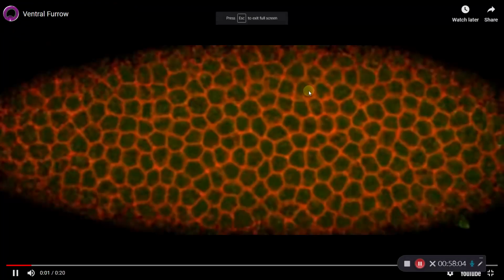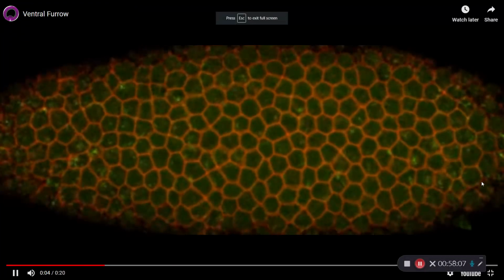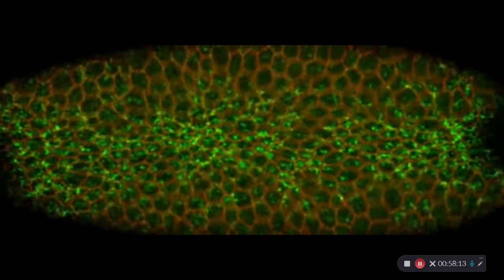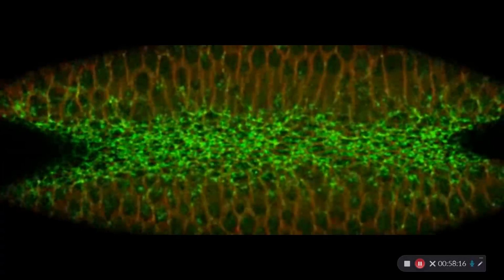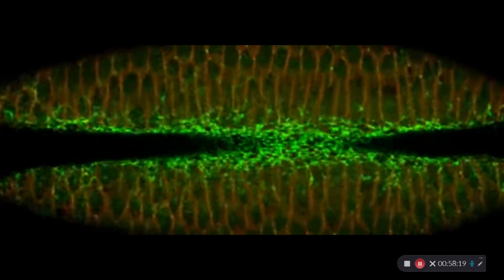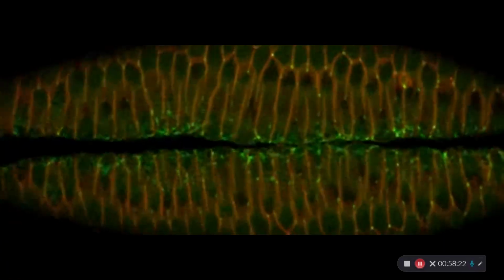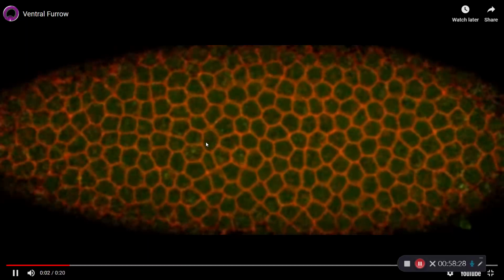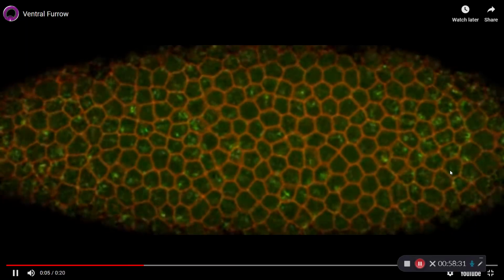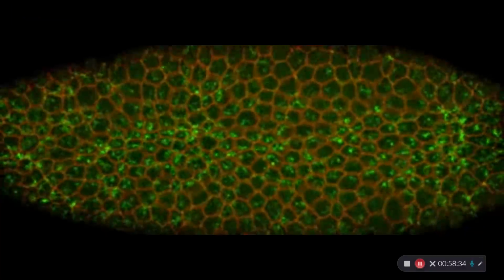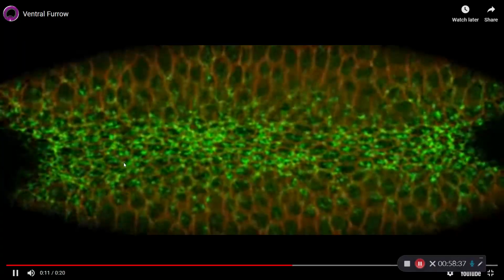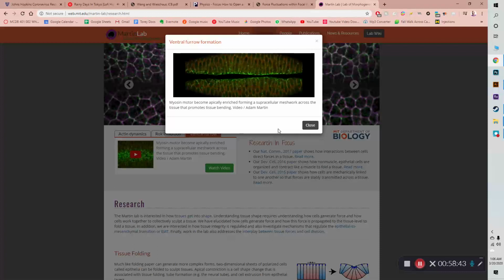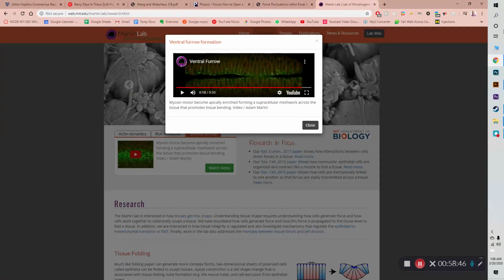Boom. Okay, so this is the video that I want to see. You can see all these green myosin pulses accumulating on the medial apical surface, and it's those pulses that contract the apical surface of the cells. As this apical surface contracts, it's pinching the top of that cell in. And as all of the cells pinch the top in, it causes the tissue to buckle right there and fold in on itself. So I can draw that out a little bit.